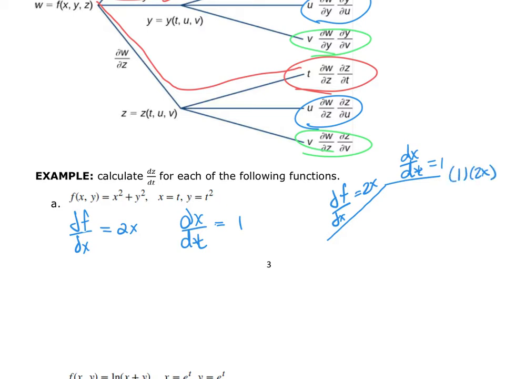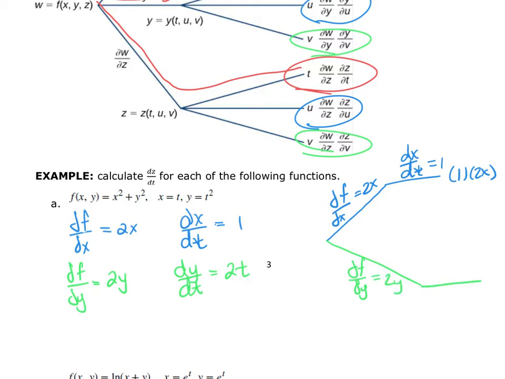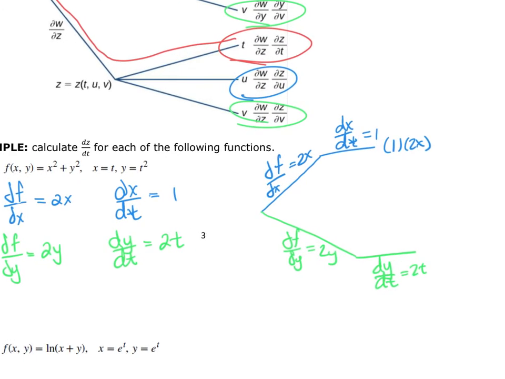And then I'd be going down this other side. So I'd do the partial derivative of f with respect to y, which is 2y, and then dy/dt, which is going to be 2t. So down this side I have df/dy, which is equal to 2y, and along this branch I have the derivative of y with respect to t, which is equal to 2t. And so I end up with this branch being 2y multiplied by 2t.